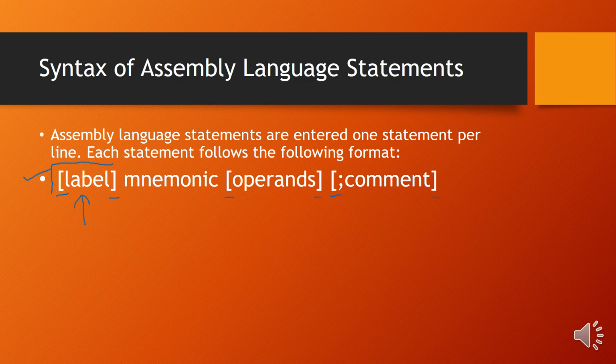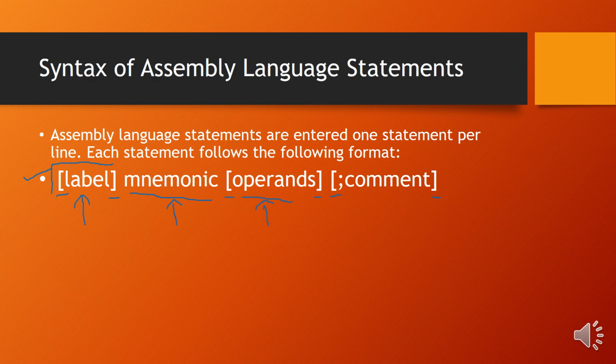Your statement may have or may not have the label, so it is written in the bracket. Then this thing is not in the bracket. It is the mnemonic, or we call it the opcode. It means every assembly statement should have the instruction. So the instruction is the mandatory part. Then the operand. Some instructions may have some operand or some instructions may not have any operand. There are few instructions which do not take any operand, and there are some instructions which take one or more than one operand. So it is also optional. It depends on your instruction.